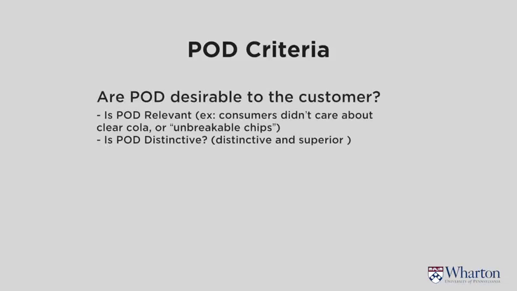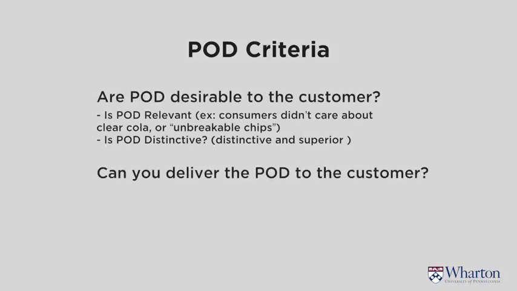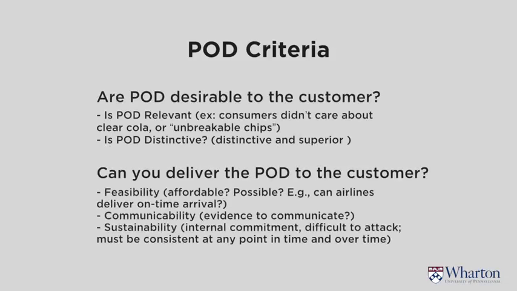When you're choosing a point of difference, you want to make sure that it's desirable to the customer. Is it relevant? Is it distinctive? You also want to make sure that you can deliver these things. Don't overpromise. Don't say something that's not feasible, that's not sustainable. So choosing a point of difference is very, very critical. It's probably going to be the reason people choose your brand, but you've got to make sure it's important and that you can deliver on that criteria.